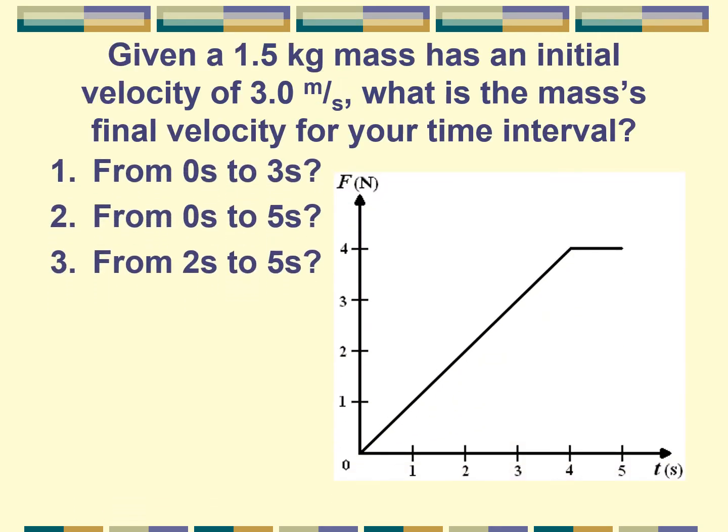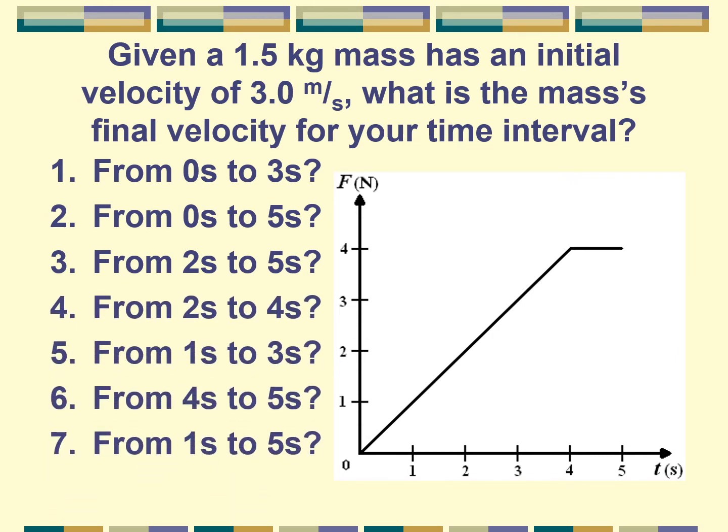The next one, we have these examples right here. If you tried these before to find the impulse, you get the area under this graph right here. For each of those circumstances gives you the impulse. So let's suppose we have a 1.5 kilogram mass that has a velocity of 3.0 meters per second. What's the mass's final velocity for these time intervals? So you can go ahead and try one of those if you'd like.